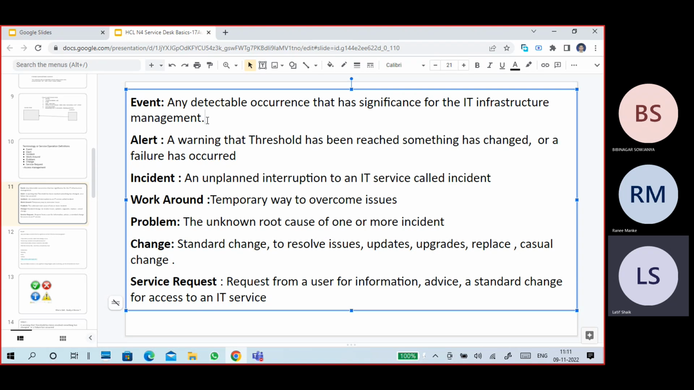The people who are managing infrastructure receive a notification: disk is full, disk is down, network is online, backup is successful, backup is failure. These are all events. When something changes, a warning is generated, or a failure occurs, a notification or alarm is generated and sent to the people who are working on it. That is an alert. These two are infrastructure management.